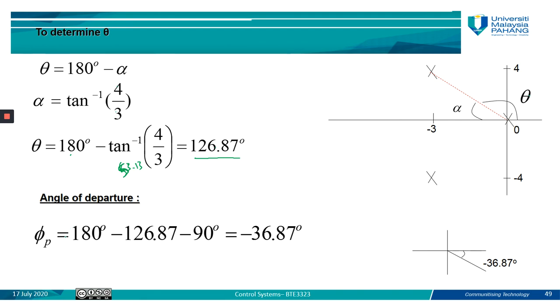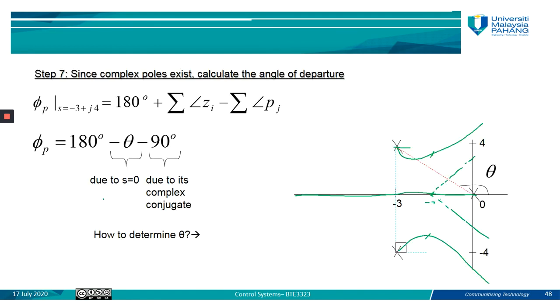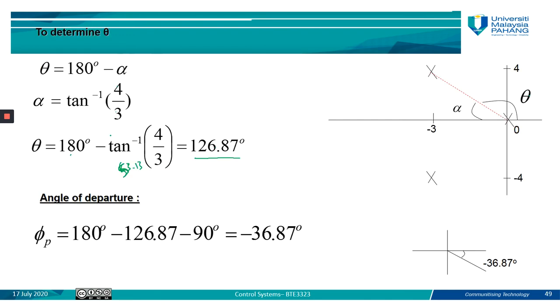We substitute in the previous equation here for the value of theta. Here we put 123 minus 90, minus 180. So this will be the result, which is -36. That means the departure angle for this pole, and we said the angle is always measured with respect to the horizontal line. So the angle here will be like this one, going this way. The departure angle here will be -36.